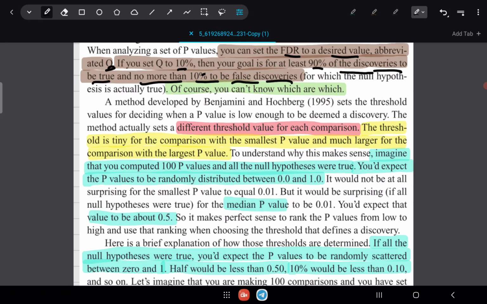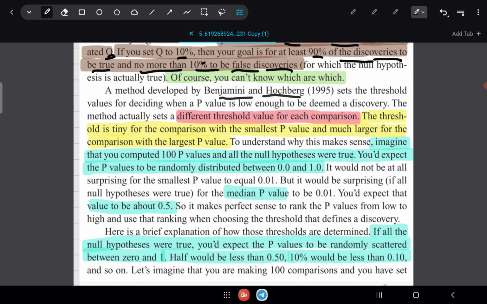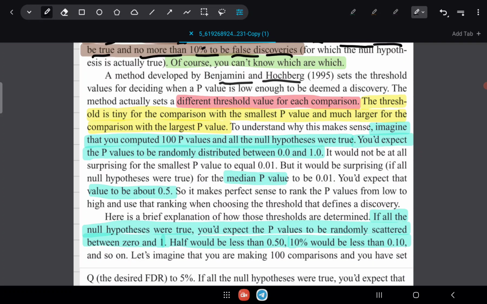So this is a method developed by Benjamini and Hochberg. They set the threshold values for deciding when a p-value is low enough to be deemed a discovery. So how to decide the threshold values with respect to this method? In this method, you will have a different threshold value for each comparison. Unlike in Bonferroni correction, where there was a single threshold for each of the comparisons.